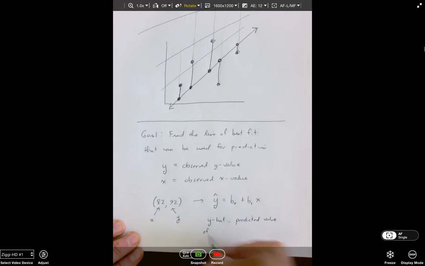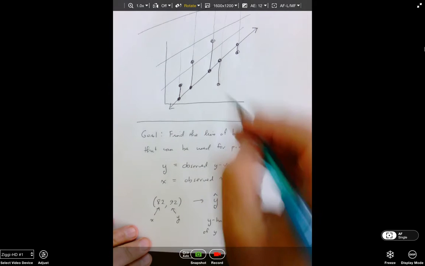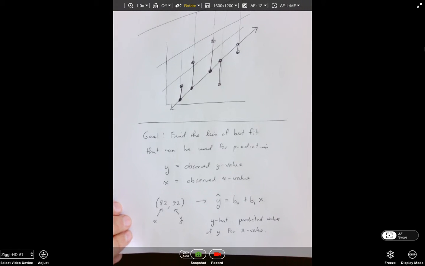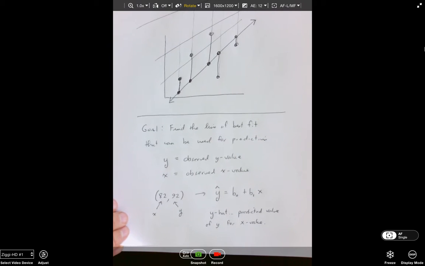And y hat is just the predicted value of y for an x value. I think this is probably better illustrated through an example. Let me go through some real life data and show you some ordered pairs.